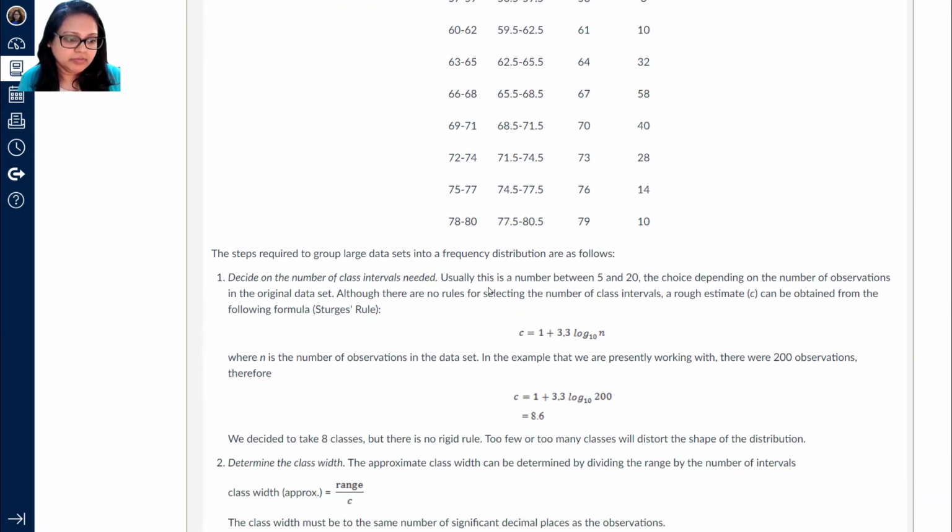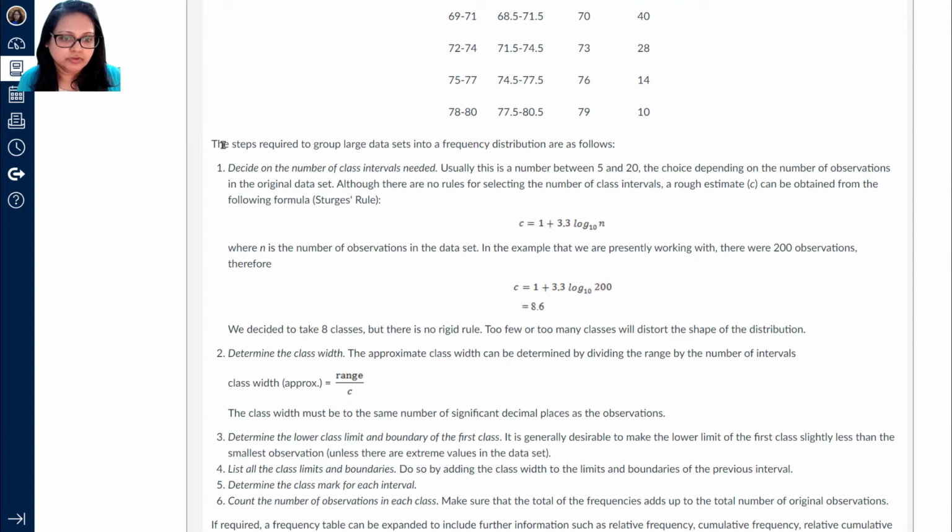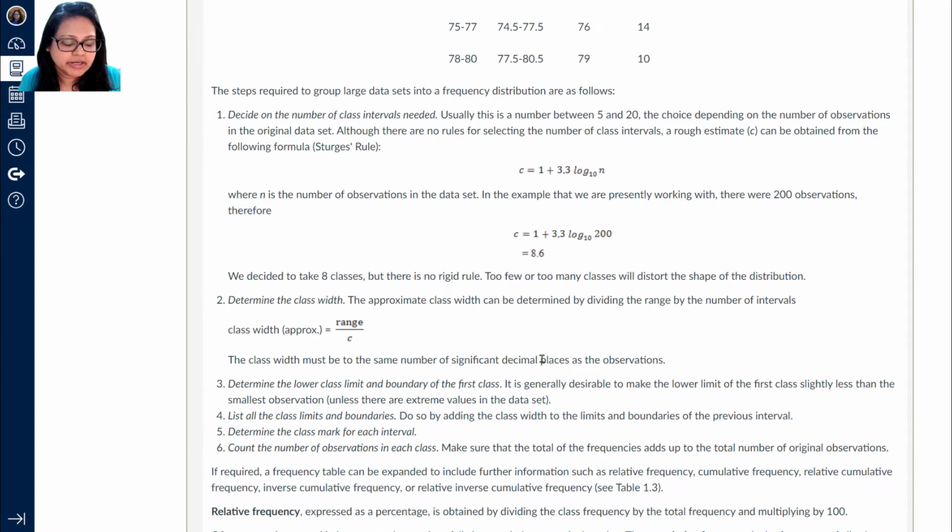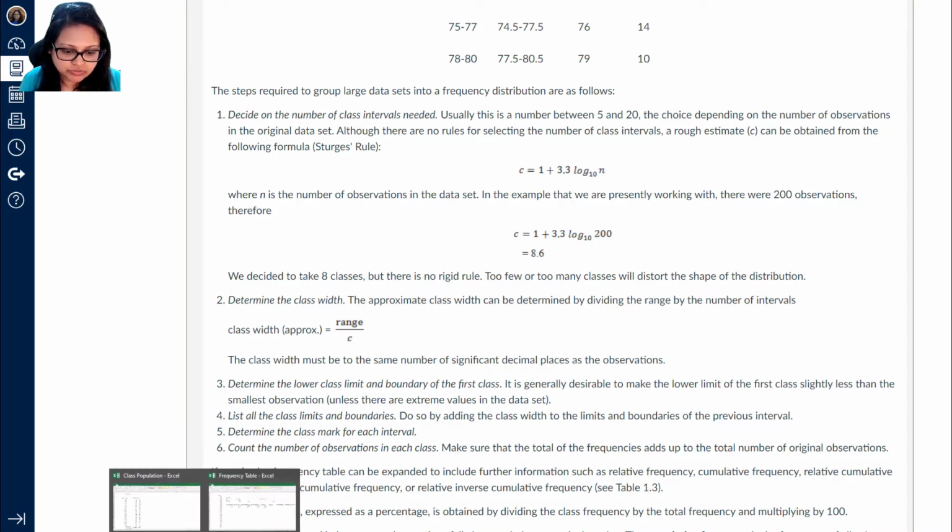At first you need to follow these steps to find how many classes there will be. You can use this formula. This is not mandatory, but in this course we are going to follow these steps. And then you also need to find the range and determine what the width would be. So let me show you using my data set.